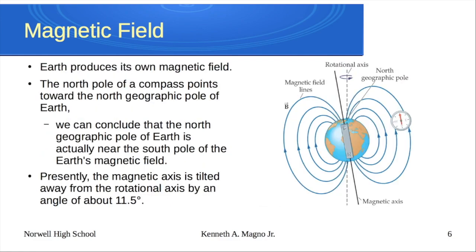So now the Earth has its own magnetic field. We watched that video before break that got into the idea of why we have the magnetic field. It has to do with the movement of the magma within the Earth and the electrical currents within it, which we'll explain a little more about in a minute.